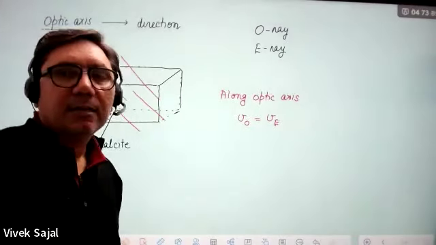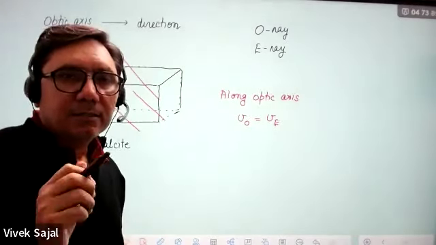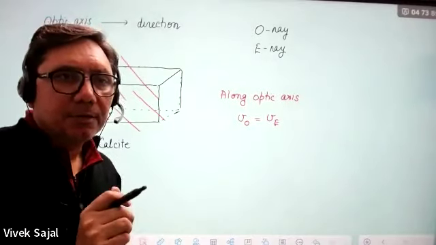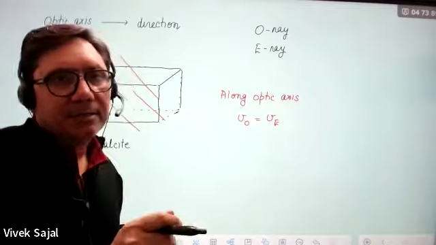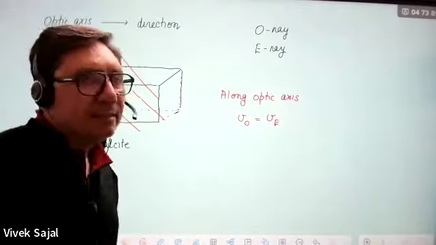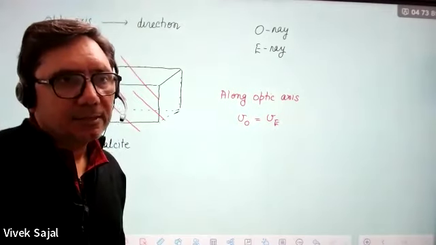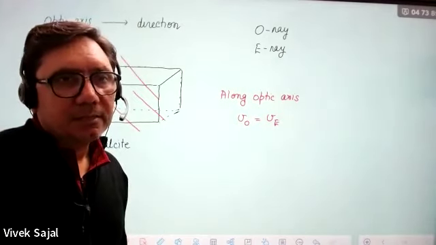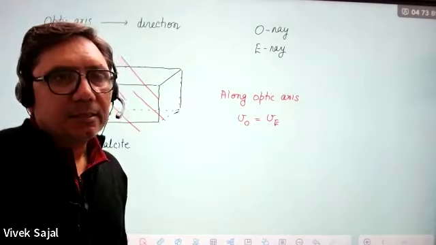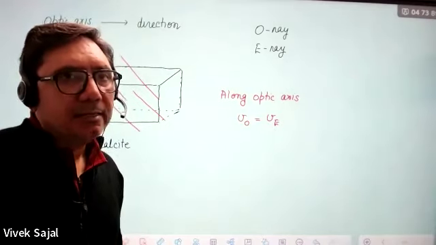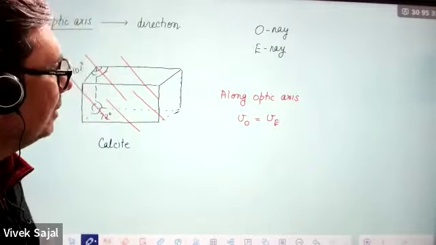So in case of calcite, in case of quartz, in case of tourmaline, particularly calcite and quartz, there will be one direction along which both O ray and E ray are traveling with the same speed. That is known as optic axis. One more term is associated with these crystals, that is called as principal section.